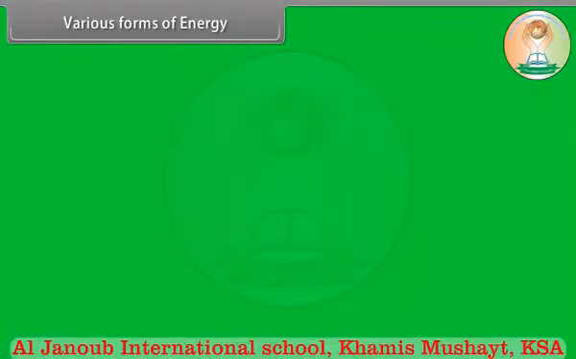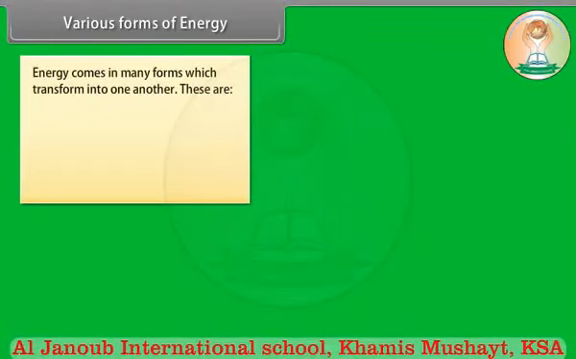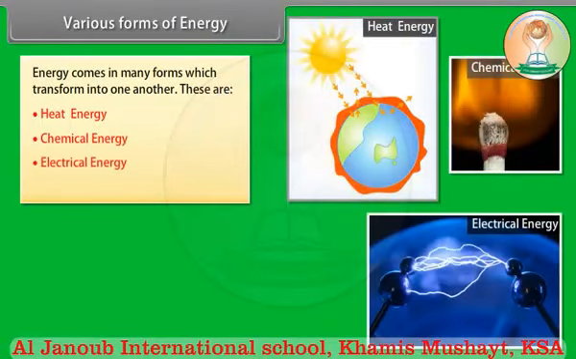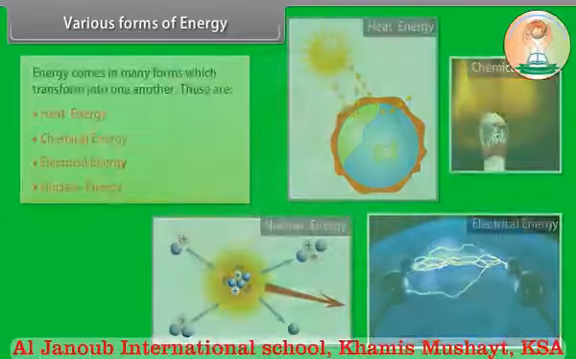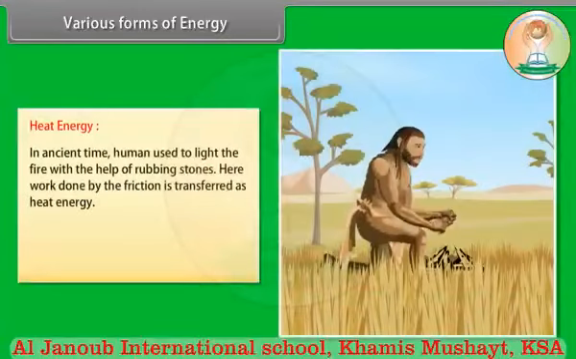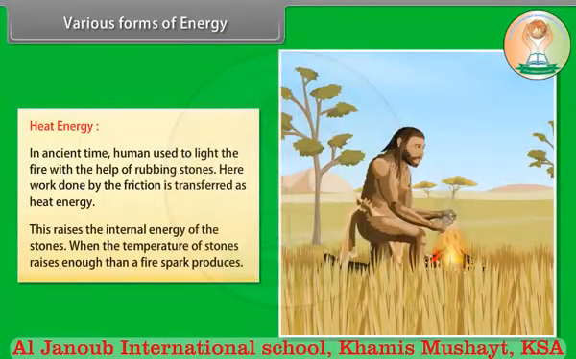Various forms of energy. Energy comes in many forms, which transform into one another. These are heat energy, chemical energy, electrical energy, nuclear energy. Heat energy. Let us take an example for better understanding. In ancient times, humans used to light a fire with the help of rubbing stones. Here, the work done by the friction is transferred as heat energy. This raises the internal energy of the stones. When the temperature of the stones rises enough, then a fire spark is produced.